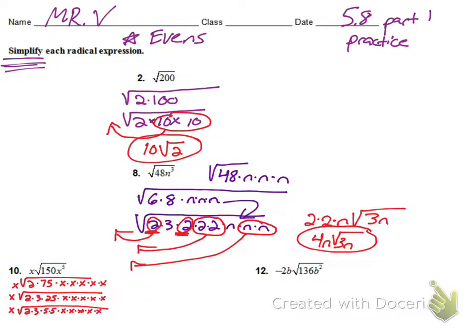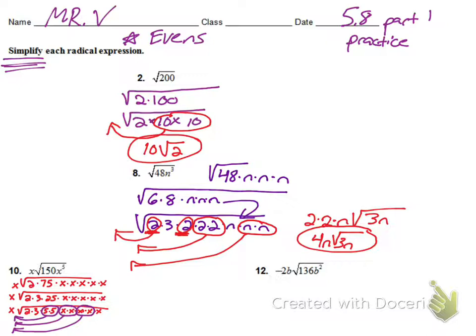So now that everything's broken down, we're going to look for pairs and bring them out. There's only 1 2, so I'm not worried about that. There's only 1 3, so I'm not worried about that. There's 1 pair of 5's. There's 1 pair of x's. And then there's another pair of x's. So I'm going to bring the 5 out. I'm going to bring the x out. And I'm going to bring another x out.